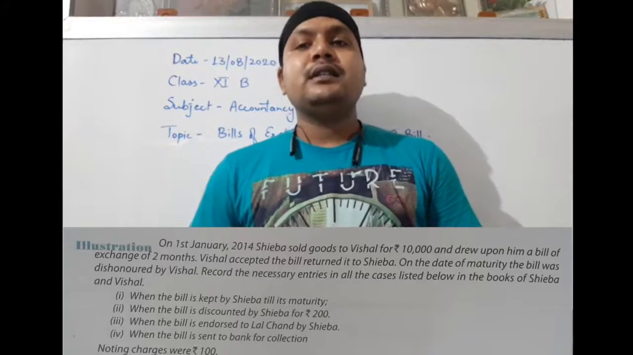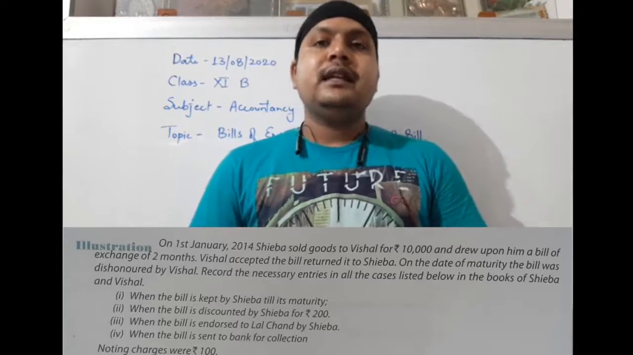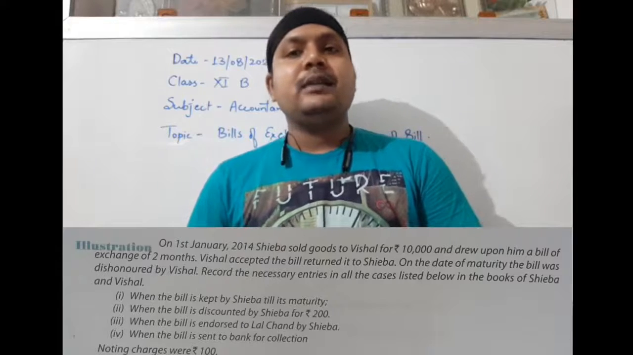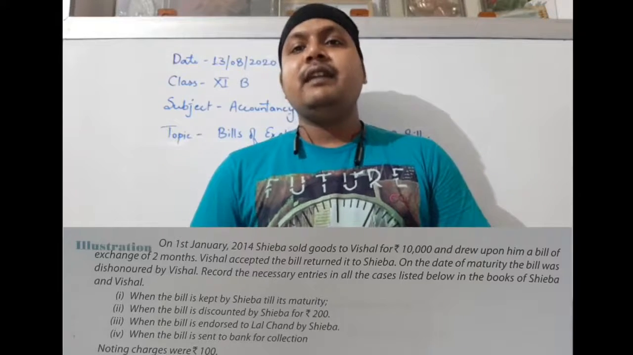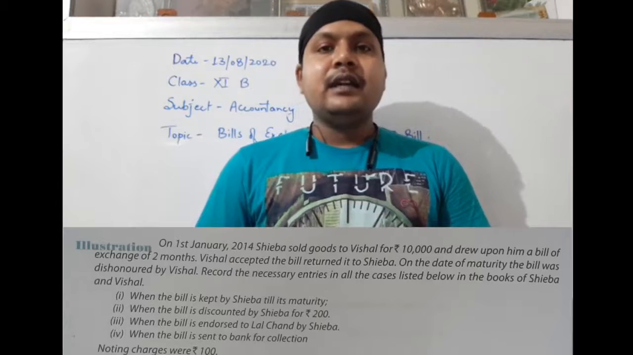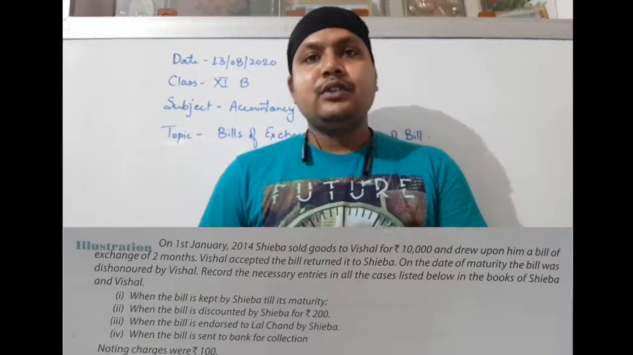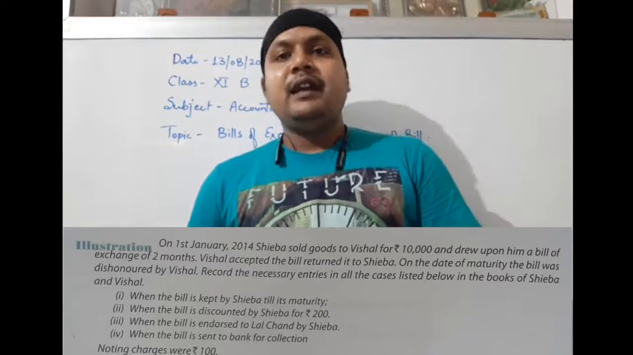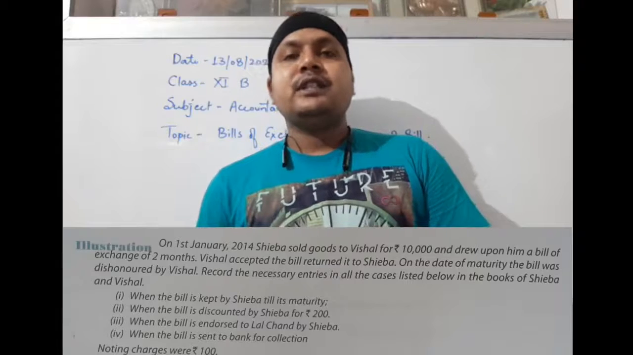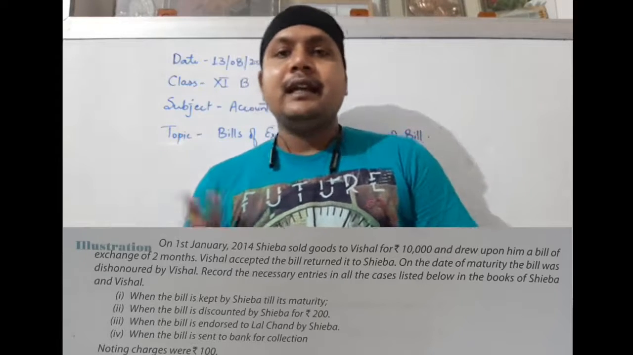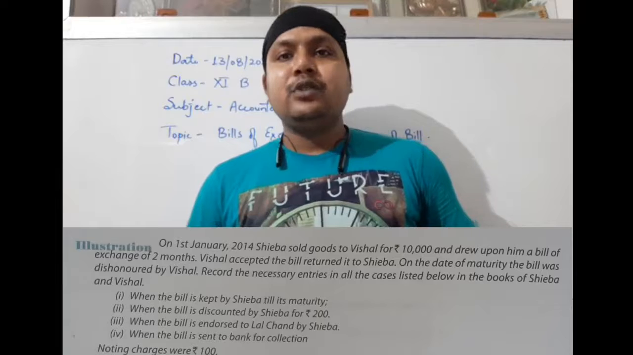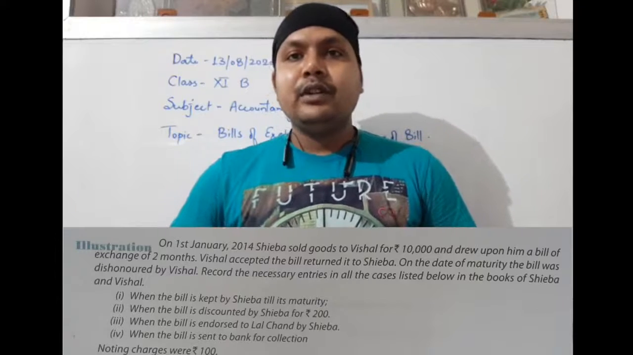आपको journal entry पास करनी है in both of the books, that is Saiba की बुक में भी एंट्री करनी है and विशाल की बुक में भी एंट्री करनी है. You know very well, विशाल में तो एक नॉर्मल एंट्री होती है, पहले गुड्स परचेस करने का, फिर उसके बाद बिल को एक्सेप्ट करने का, और एट लास्ट ड्यू डेट पे बिल के डिसऑनर का, because he does not make the payment on the due date.